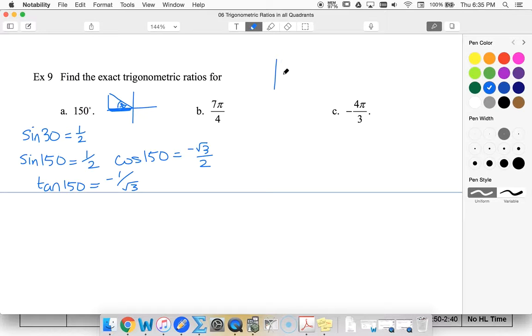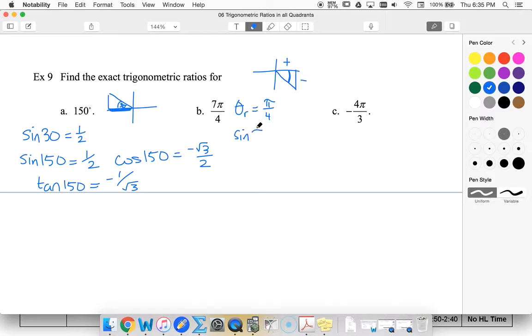7 pi over 4. Well, 7 pi over 4, 2 pi is 8 pi over 4, so that's 1 pi over 4 away, and pi over 4 is my reference angle. I have quadrant 4, so I know sine is going to be negative, cosine is going to be positive. My reference angle is pi over 4, so theta reference is pi over 4.